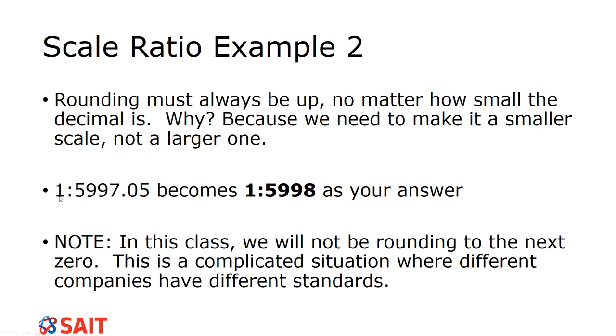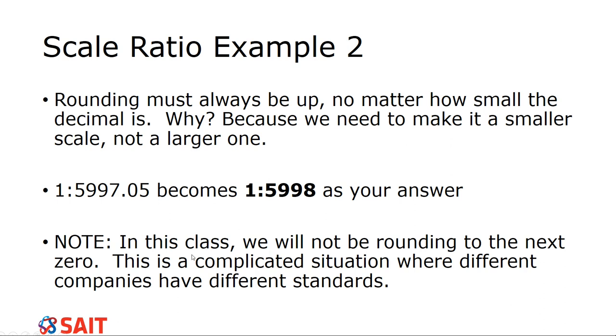Okay, so here we have 1 to 5,997.05. That becomes 1 to 5,998 as my answer. Even though this is 0.05, that would normally round down in normal math. In scales, it's not normal math. We have to round up because we don't want it to fall off the paper.